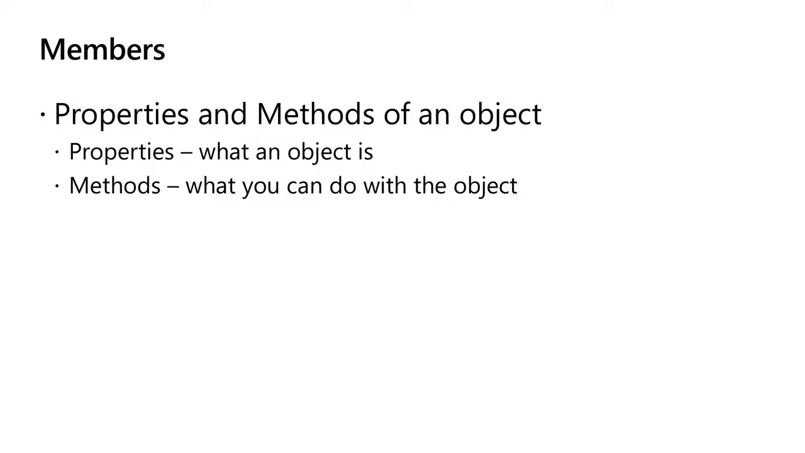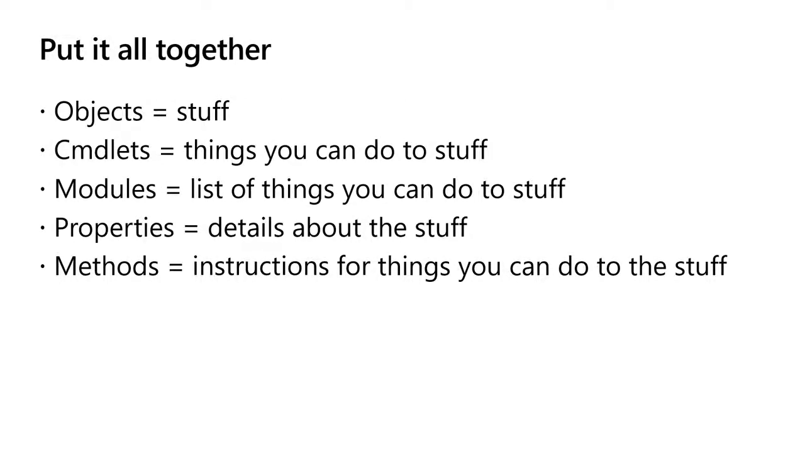Starting to make a little bit more sense? We'll go one deeper. Objects, stuff. Can we agree with that? Objects are stuff. Cmdlets are things you can do with stuff. Modules are a list of things you can do to stuff. Properties are the details about that stuff. And methods are instructions for things that you can do to the stuff. Does that make sense? Does that help a little bit? This one took a little bit of time to break down. It took me a little while to think of it this way, but this makes it a lot easier. Objects are just stuff. It's what's returning into a command window.